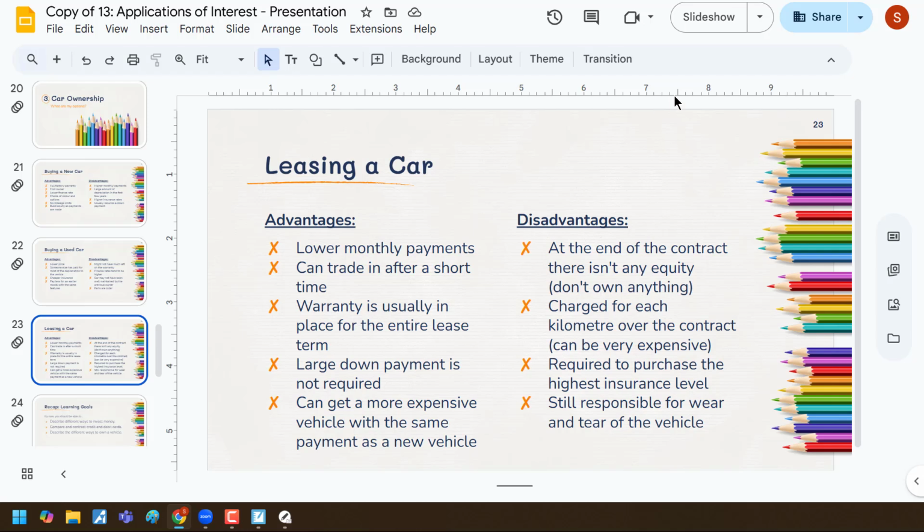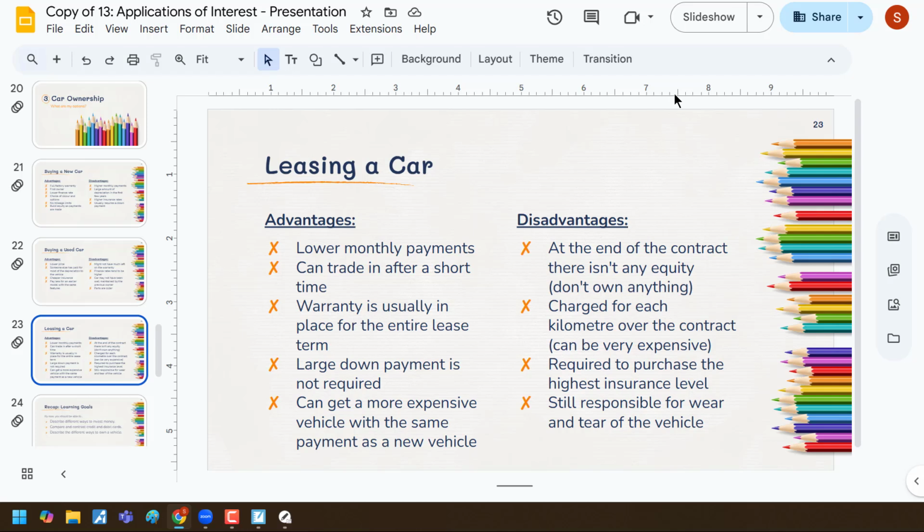So yeah. And then there's leasing a car. This is an option as well. So what is leasing a car? Here are some pros and cons. You have lower monthly payments, and can trade in after a short time. Warranty is usually in place for the entire lease term. Large down payment is not required. Can get a more expensive vehicle with the same payment as a new vehicle.